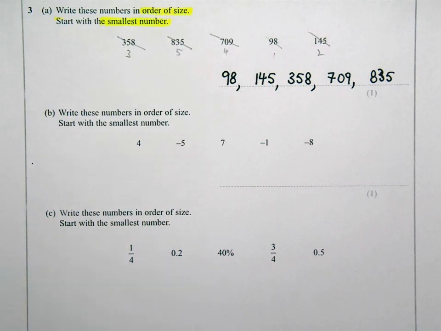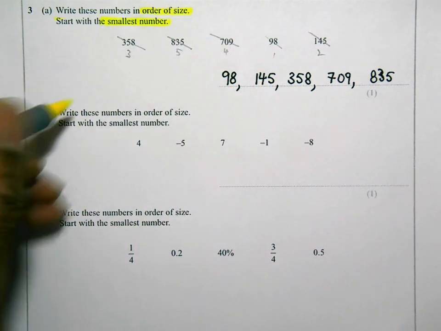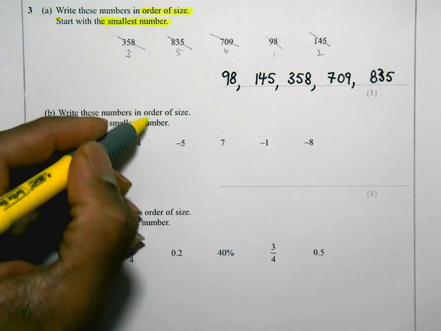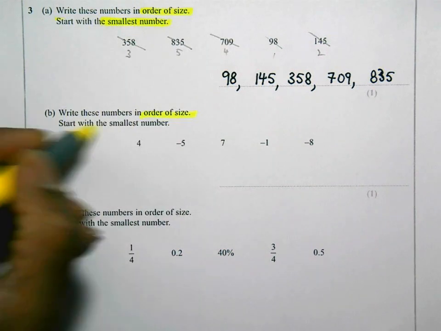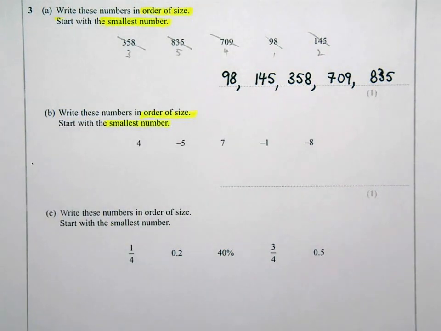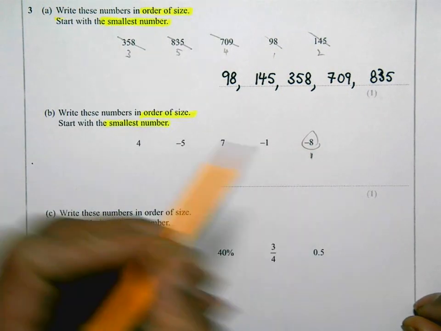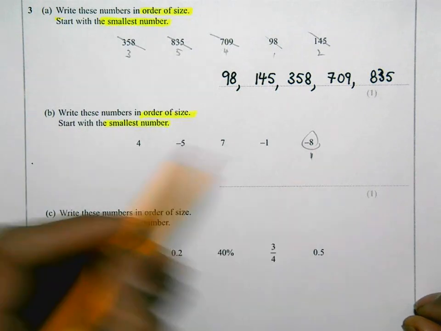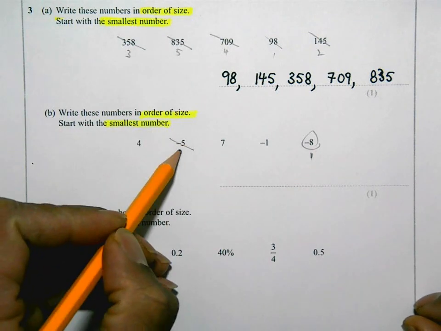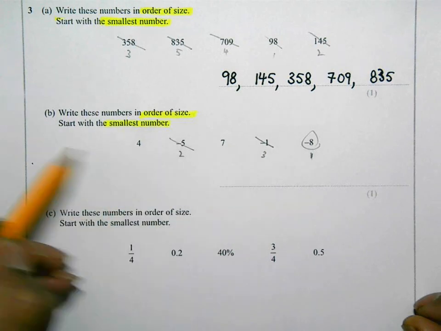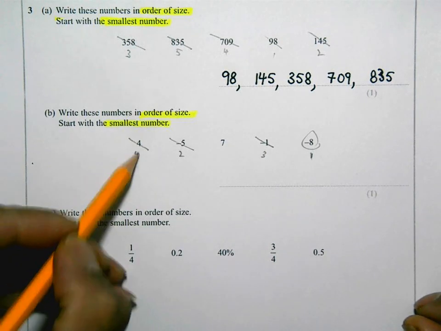Okay, going on to part B. Write these numbers in order of size. So same thing again, start with the smallest number. So exactly the same thing, but looking at these, I could see there's some negative numbers here. And equally straightforward, I need to identify the smallest first. So that one there is going to be the smallest, right? So -8, then -5, then -1, then 4, and then 7.